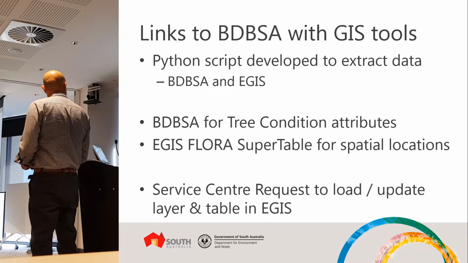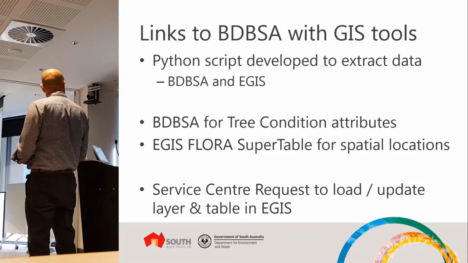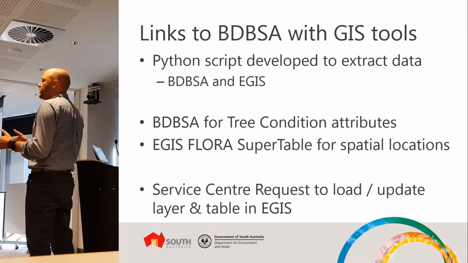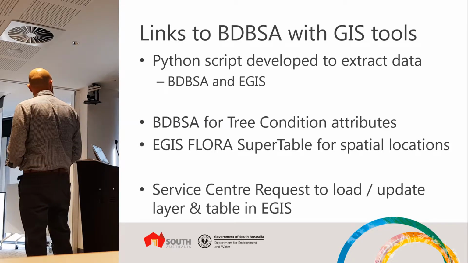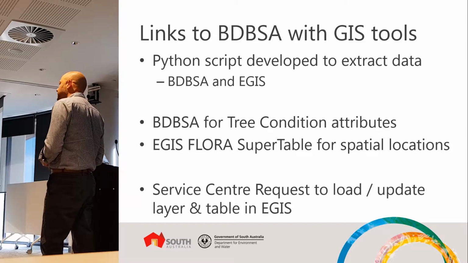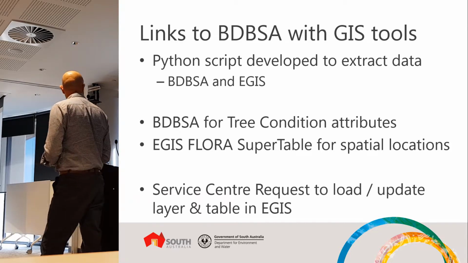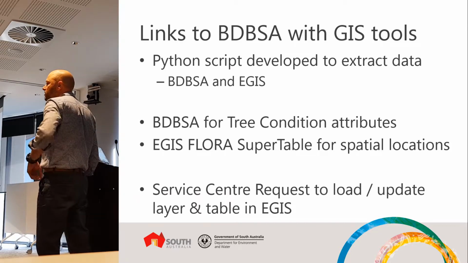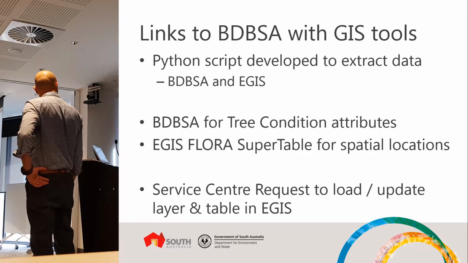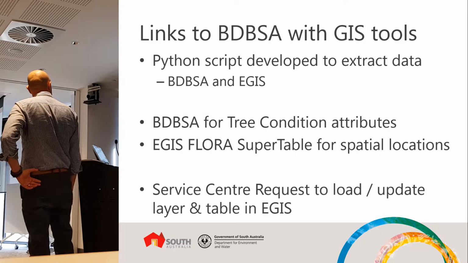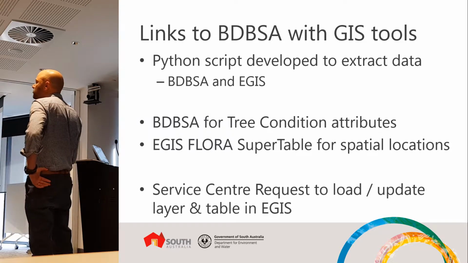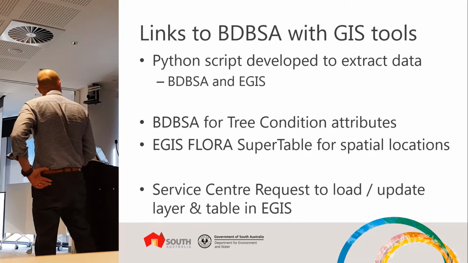And then linking with other GIS tools, I came up with a Python script which allowed interaction with both the BDBSA tables as well as our spatial databases to extract the data that was required to do some value adding and create some new layers and tables. The BDBSA was used as the source for the tree condition information, and from our spatial database I used the Flora super table to extract the spatial locations of the trees.